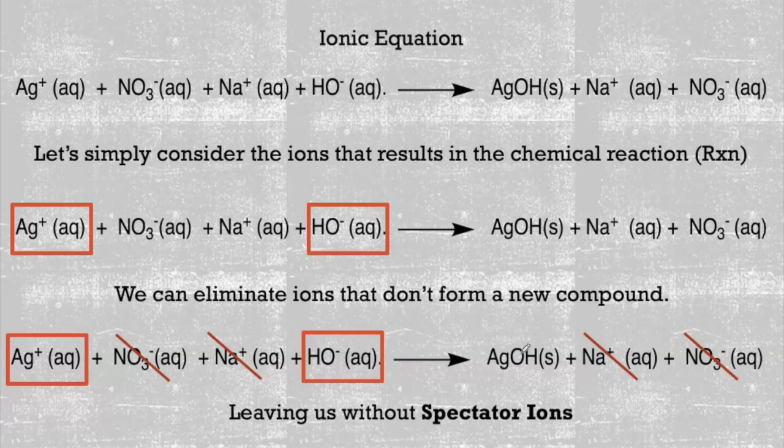So that leaves us with the following equation. Silver ions plus hydroxide ions make silver hydroxide solid. That's what this net ionic equation is showing us, where there's the net reaction overall. We're only interested in what happens with forming the new solid product that can be separated.